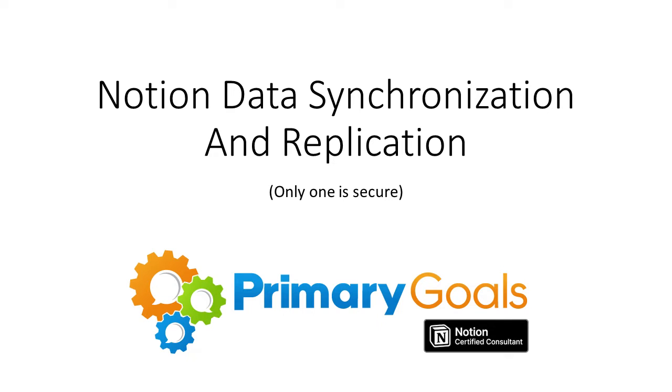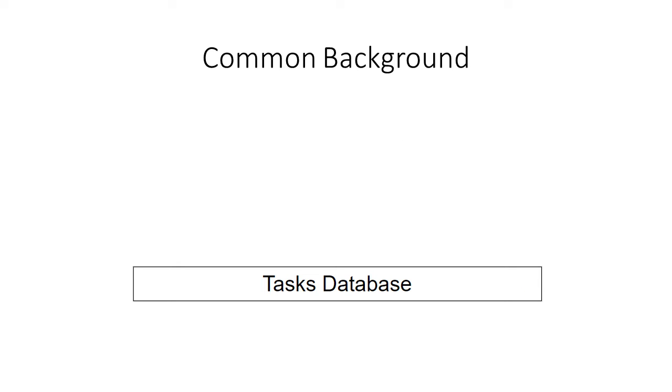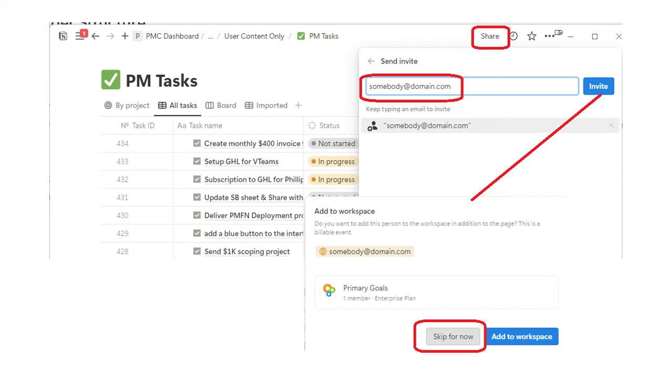There are 4 primary ways to share data from a Notion database. We'll cover them from the simplest to the most secure, and then discuss advanced use cases that are made possible by data replication. We start with the basics by assuming you have a central task database. You can share access to the database and its views directly in Notion.